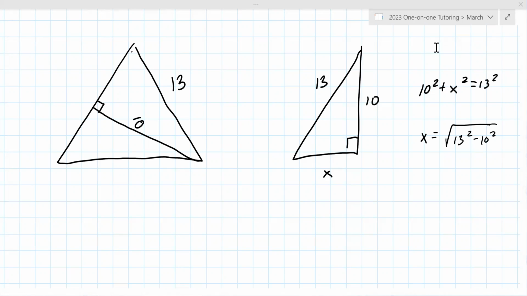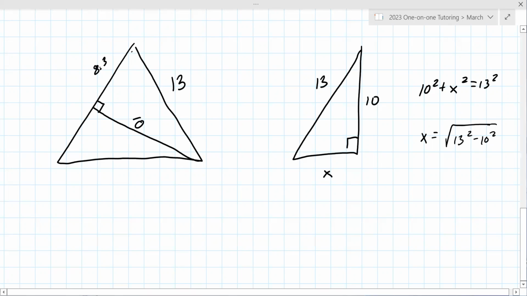So you got 8.3. One of the things that's kind of bothersome for me here is that if it's an equilateral triangle and you got 8.3 here, right? All the sides should be the same. So that means that this whole thing should be 13. And if you double 8.3, you don't get 13. Which leads me to believe that this 10 is not correct.